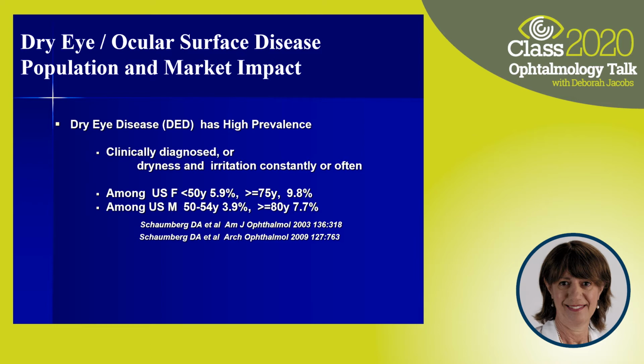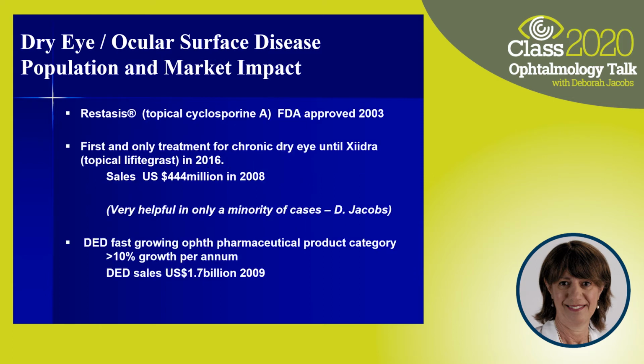If clinically diagnosed or by survey asking about dryness and irritation constantly or often, it was found that nearly 6% of American women under the age of 50 have dry eye disease, but that amount nearly doubles as we pass age 75. Among U.S. men under age 55, the prevalence is quite low, but over 80, it approaches the prevalence seen in women. This high prevalence is very important from a market impact perspective.